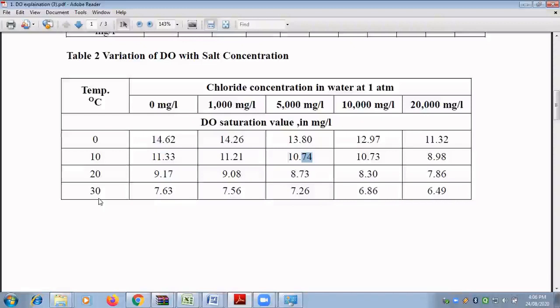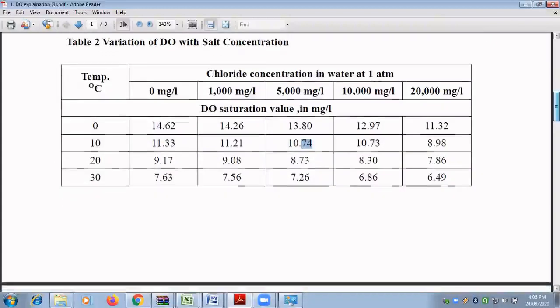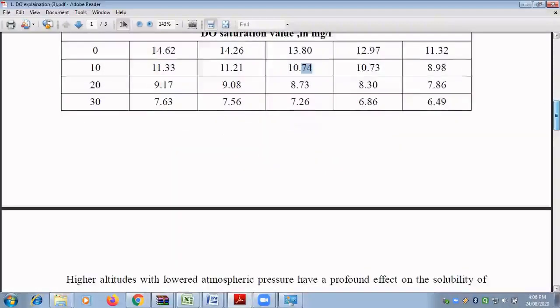Why? Because we have collected a sea sample consisting of a lot of salts. It is saline water, and saline water will definitely have less DO than the water which is freshly flowing in the river, right? So this was the relationship of DO with the salt concentration.